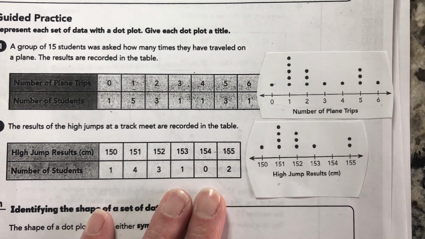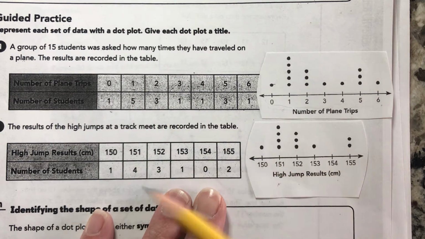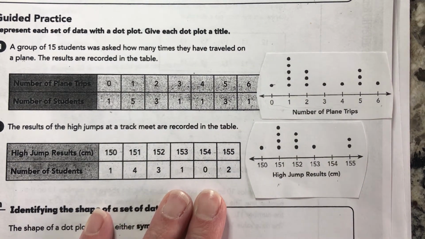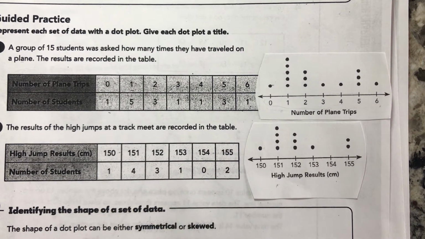How did you do? How many students jumped 150 centimeters? 1. So 1 dot. How many students jumped 155 centimeters? 2. So there are 2 dots. Did you do all right? Okay, moving on.